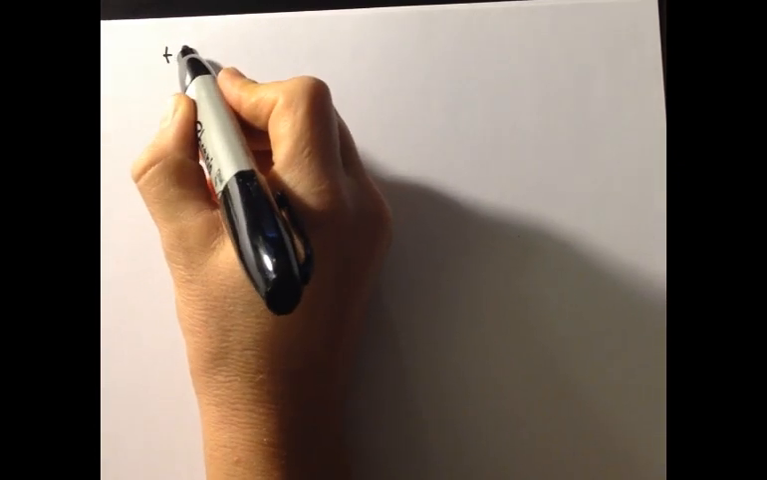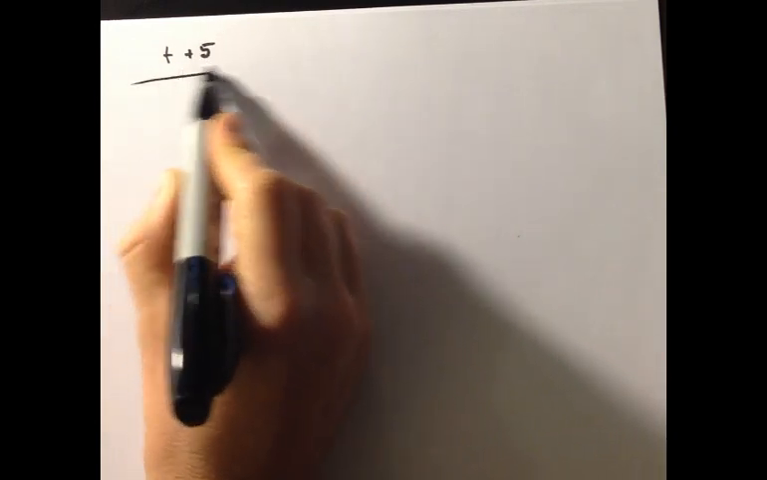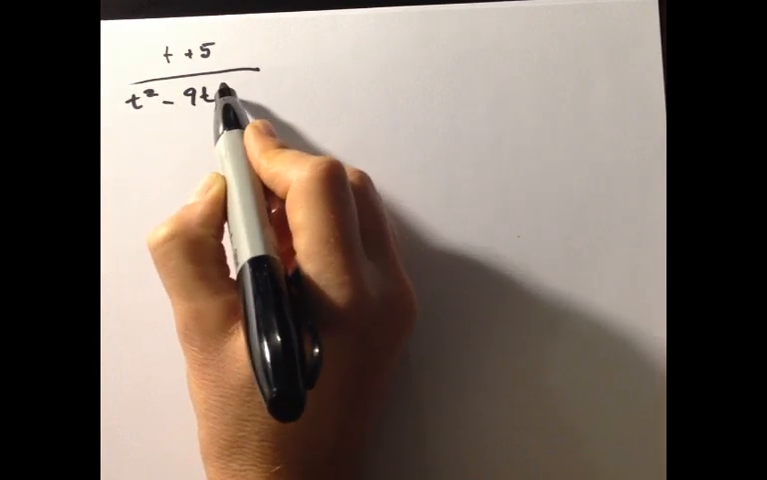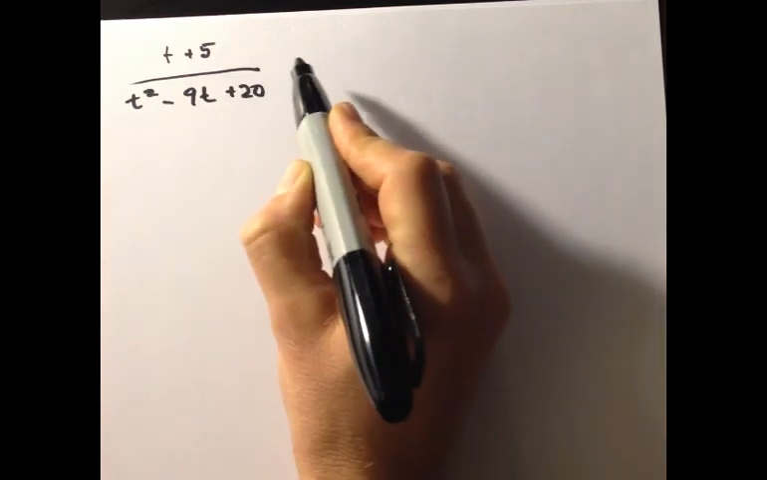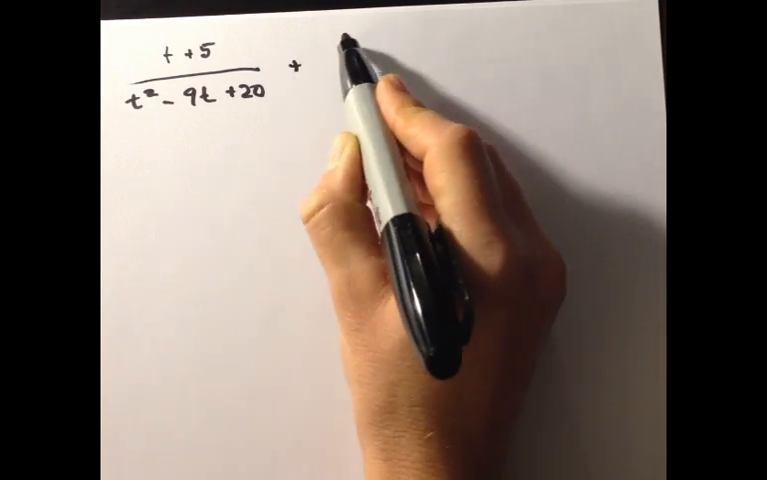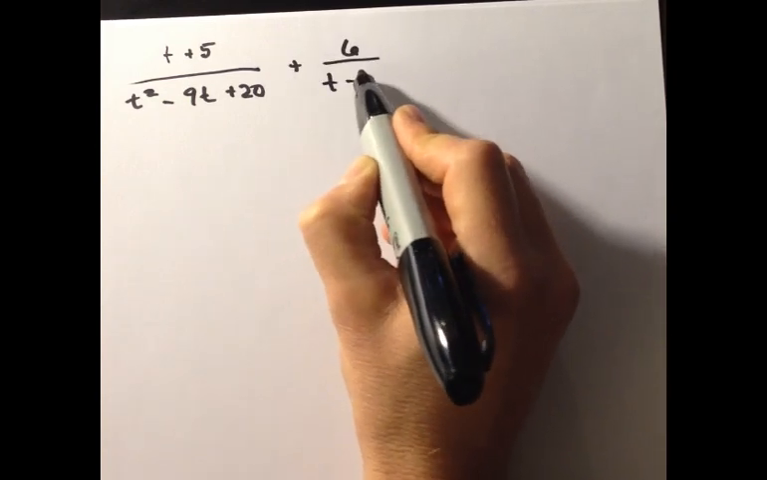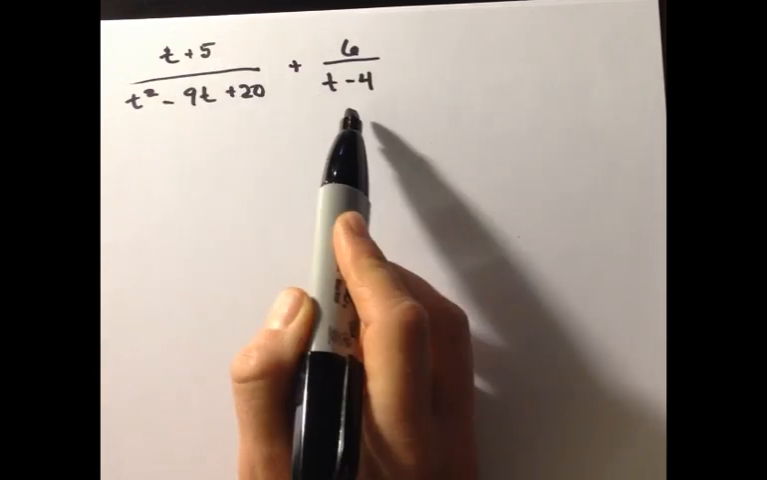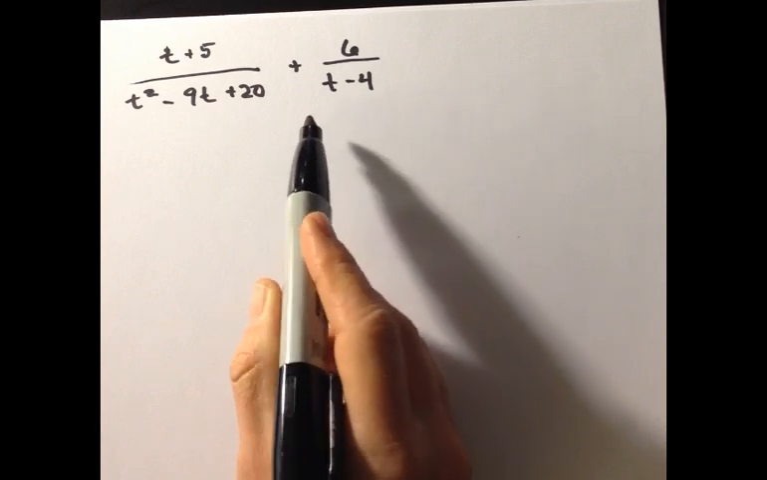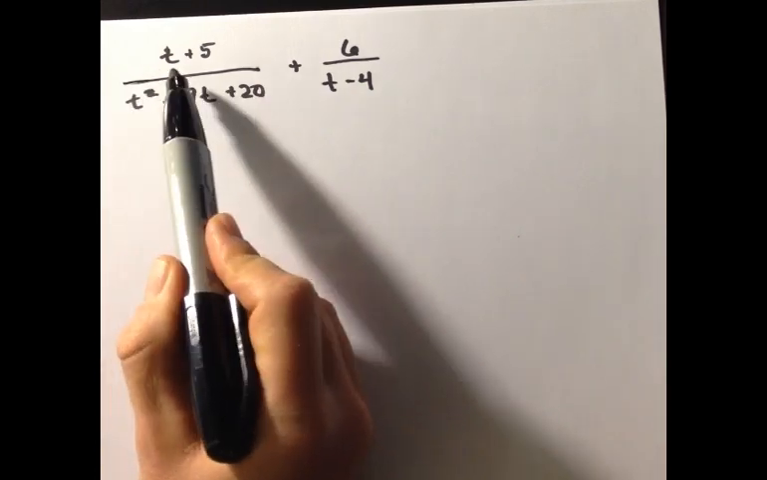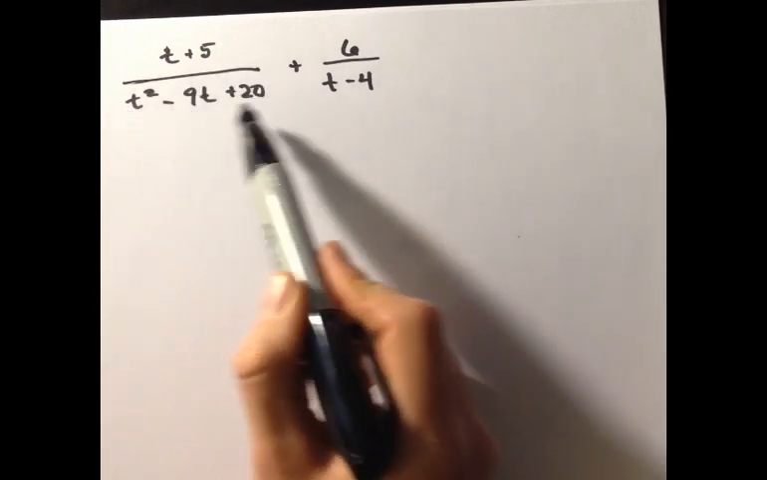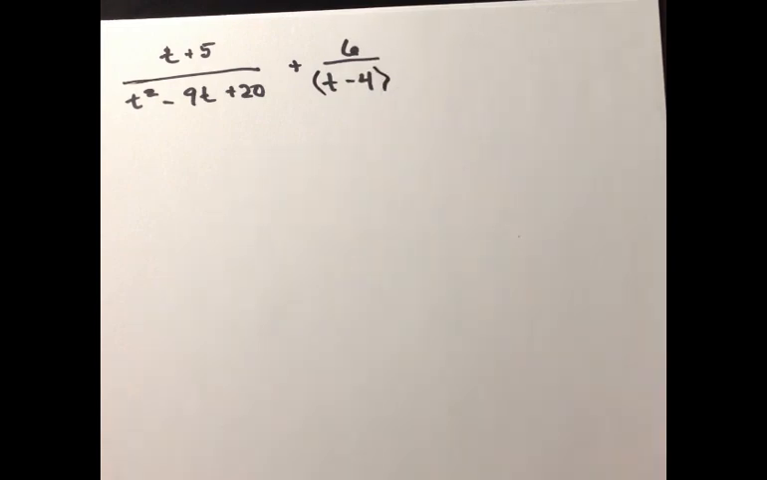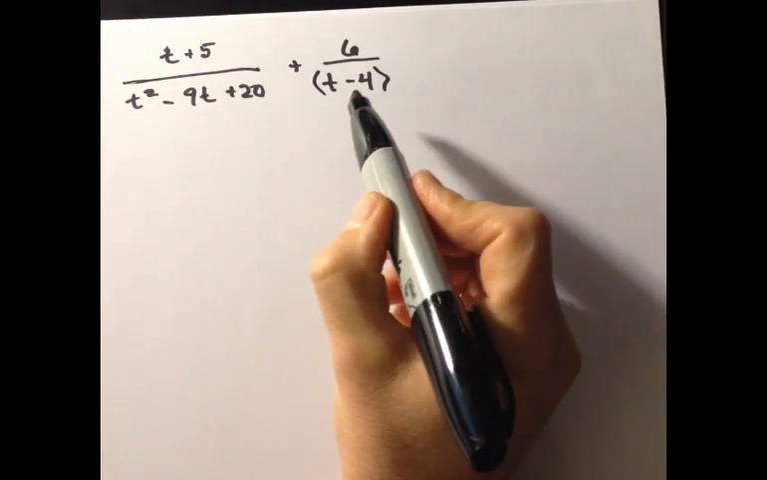Let's take another example where the denominator is a trinomial, not just a binomial. Say we have t plus 5 over t squared minus 9t plus 20. We want to add that to 6 over t minus 4. Noticing that the denominators are not the same, we're going to have to find the least common denominator again. In order to find the least common denominator, the denominators have to be factored into primes. In this case, t minus 4 cannot be factored down any further. It's already a prime polynomial.